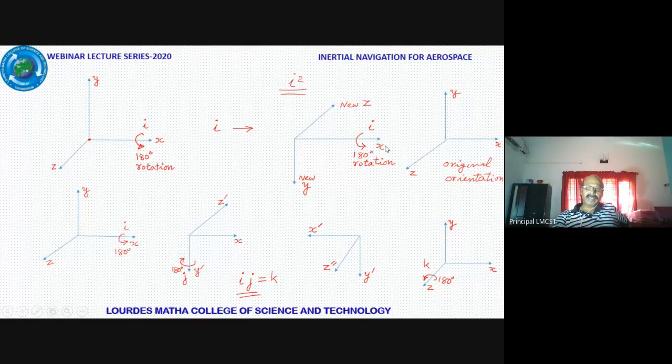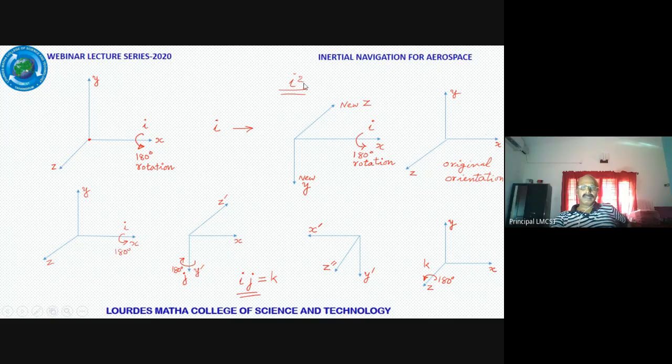So I into I is I square. That means this fellow will go up, this fellow will come as it is. So we restore where we started. X, Y, Z will come back, X, Y, Z after the second 180 degree rotation.